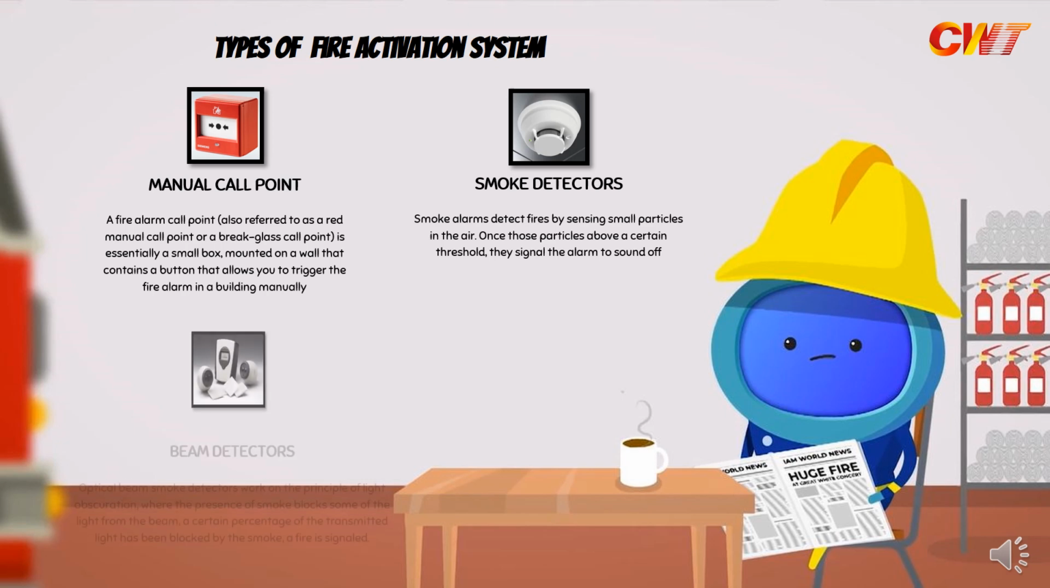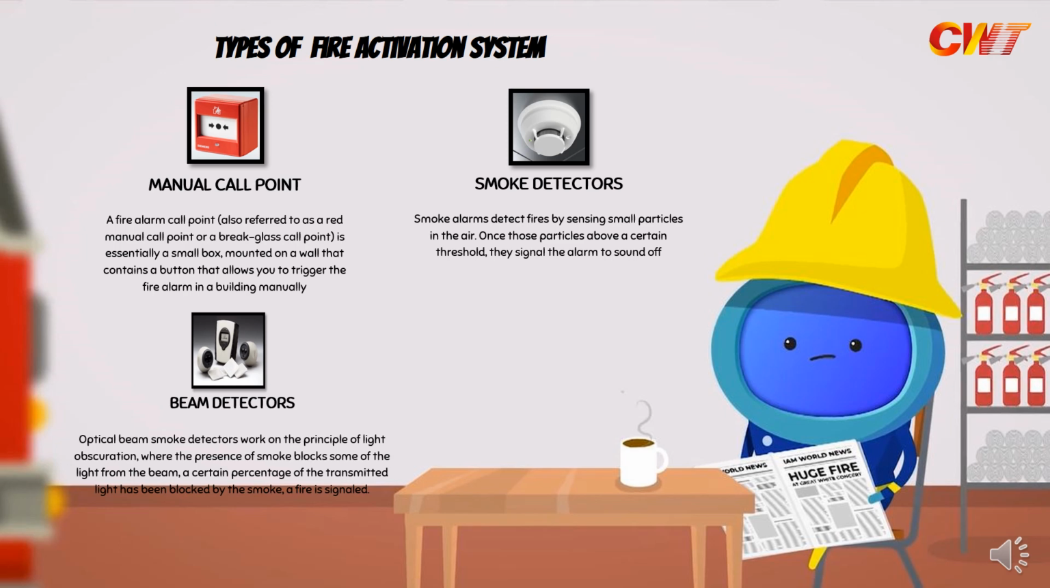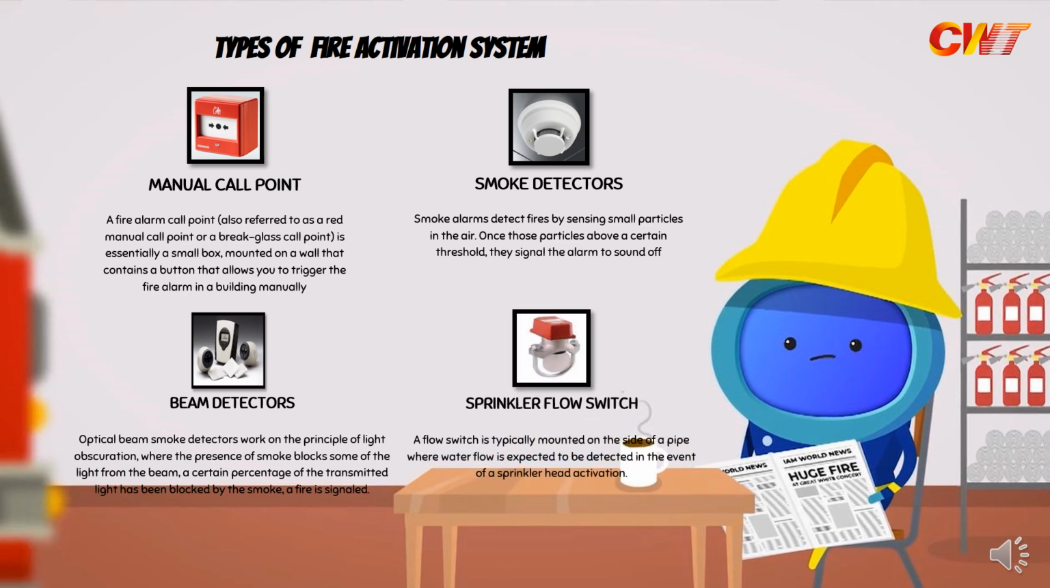Beam detectors. Optical beam smoke detectors work on the principle of light obscuration, where the presence of smoke blocks some of the light from the beam. When a certain percentage of the transmitted light has been blocked by the smoke, a fire is signaled. Lastly, the sprinkler flow switch. A flow switch is typically mounted on the side of a pipe where water flow is expected to be detected in the event of a sprinkler activation.